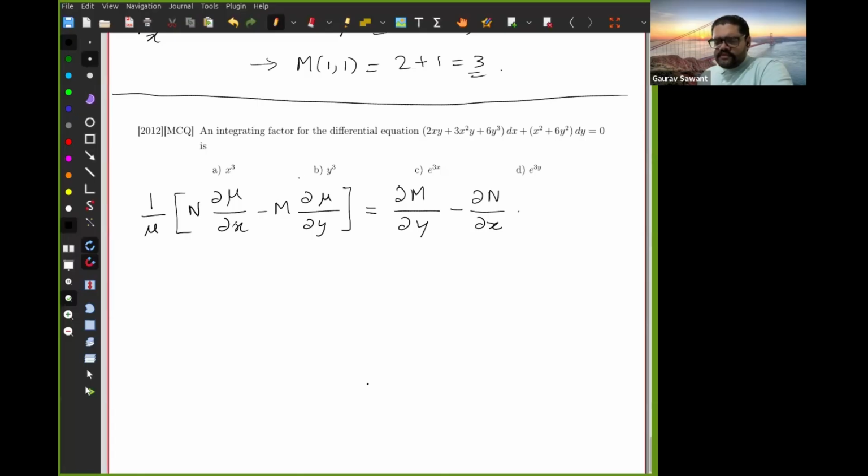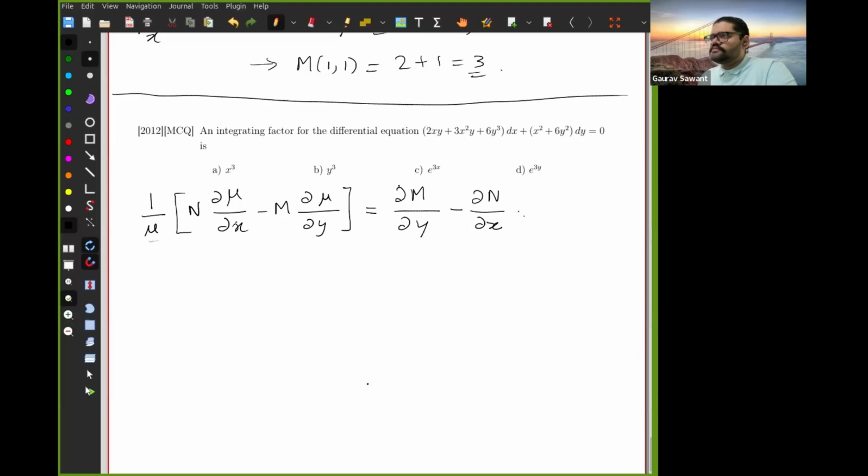So there are different ways you can go about this. One can clearly see that this is not exactly a function of xy, or a function of y by x, or a function of x square plus y square, or some other kind of fancy function. I believe the quickest way for solving this is actually just putting these candidate functions as your integrating factor mu and seeing what happens.